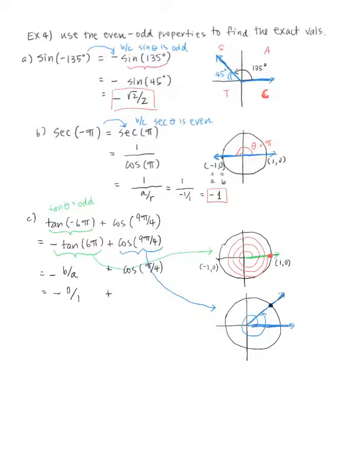So the reference angle here is nothing but pi over 4. Okay, so what's cosine of pi over 4? It's root 2 over 2. So let's put it all together then. So negative 0 over 1 is 0, plus root 2 over 2. So our answer is going to be root 2 over 2.